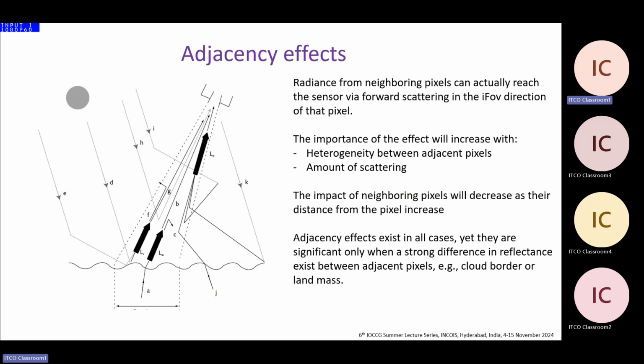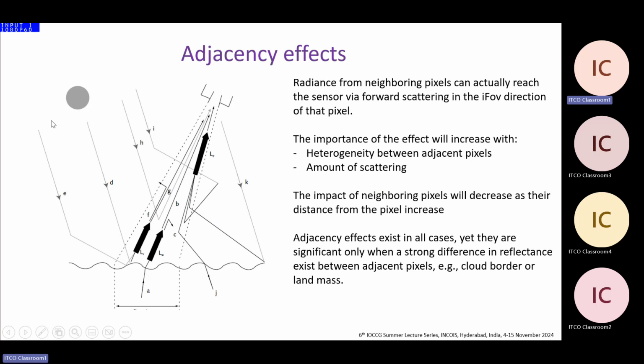Adjacency effects. So that's another difficulty for atmospheric correction when you look at a dark target, which is what generally a water pixel is, and just close to it you have a very bright target like a cloud or a bright landmass. So why is this? Okay, that's the problem of adjacency effect.